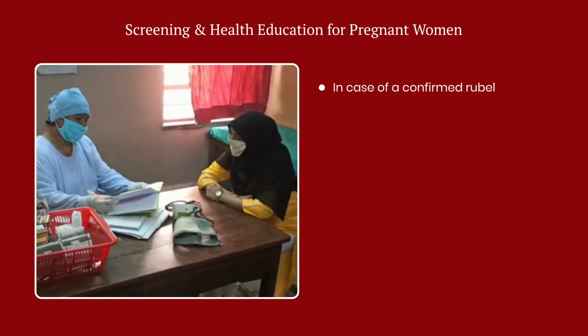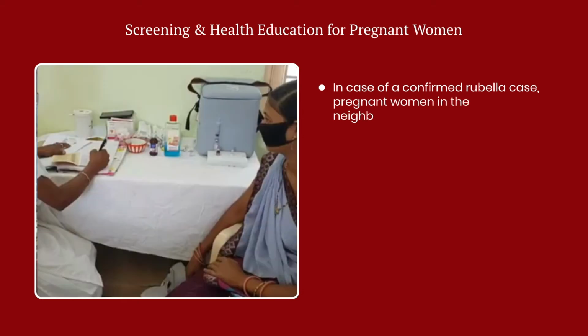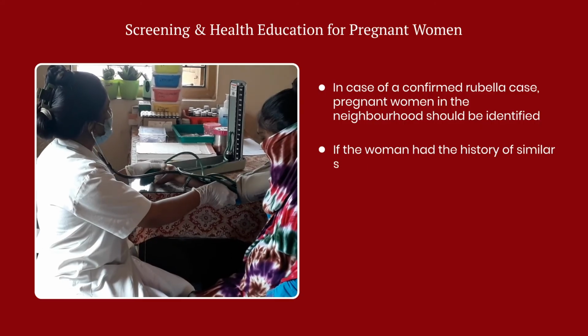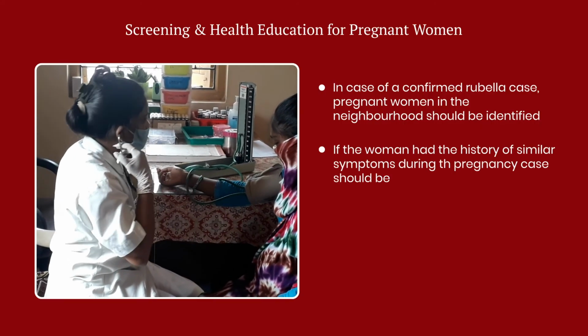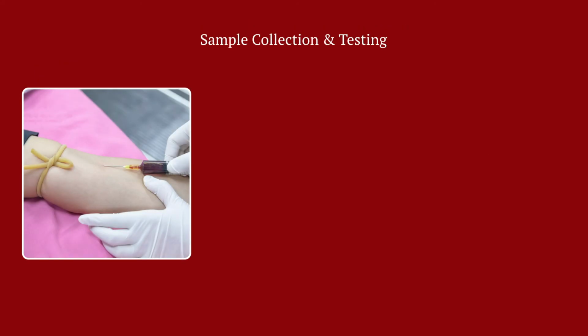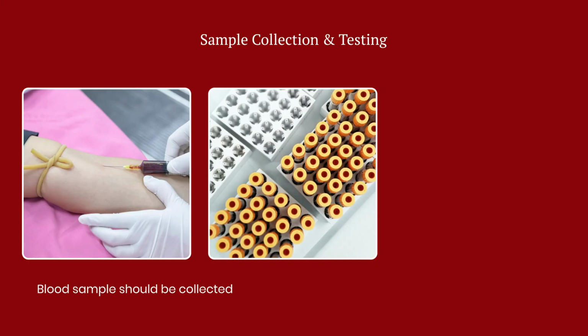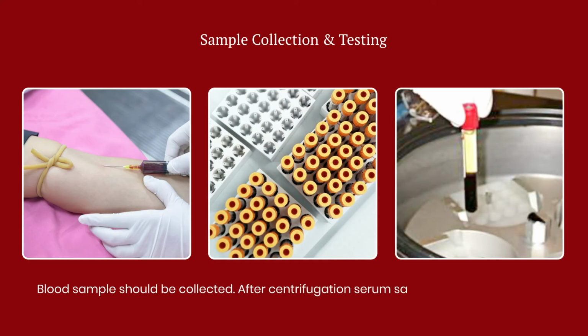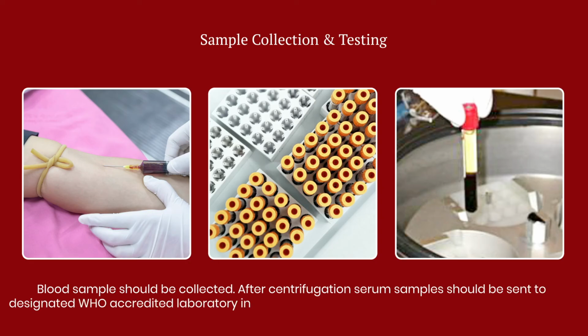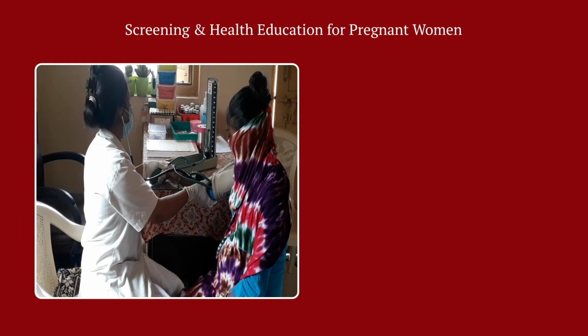In case of a confirmed rubella case, pregnant women in the neighborhood should be identified. If the women had the history of similar symptoms during the pregnancy, case should be investigated. Blood samples should be collected. After centrifugation, serum samples should be sent to designated WHO-accredited laboratory in proper cold chain for establishing clarity on suspicion.